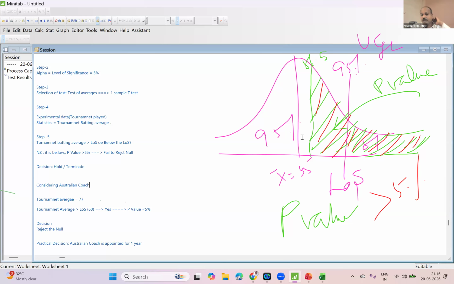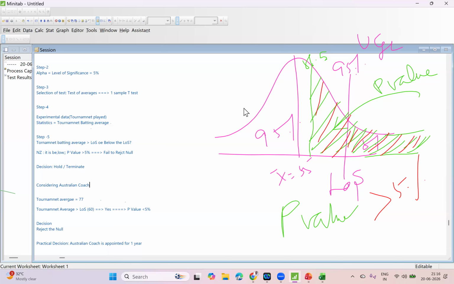When the p-value is below the line of significance, you have to reject the null. Reject the null means the null statement is invalid. Null statement invalid means now the coach is having an effect. If the coach is having an effect, you check whether the effect is positive or negative. It is positive. So you make the appointment permanent.